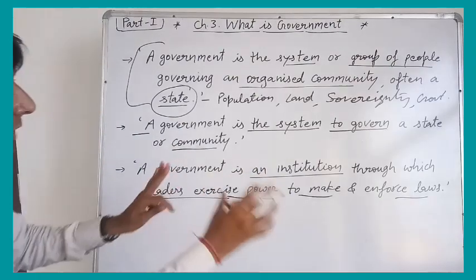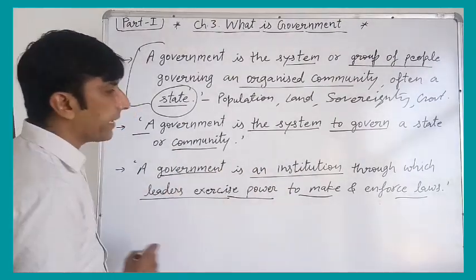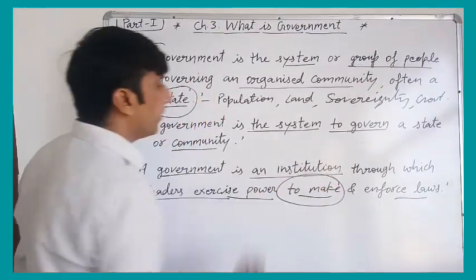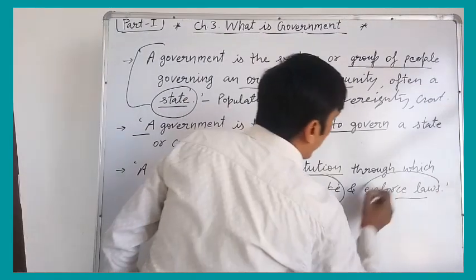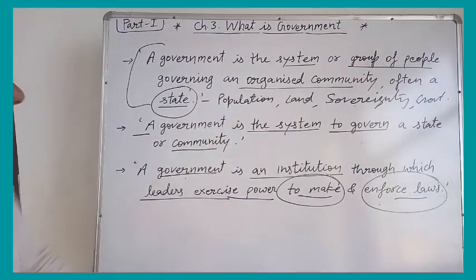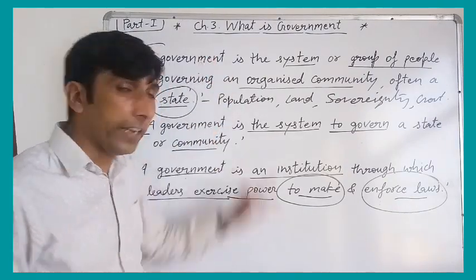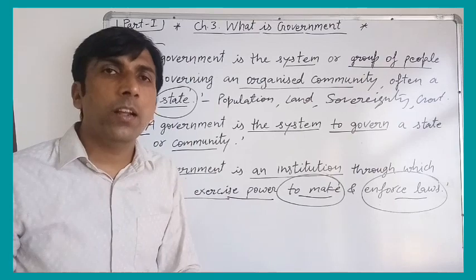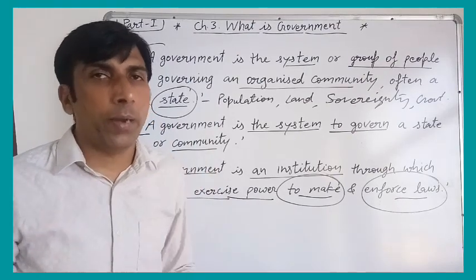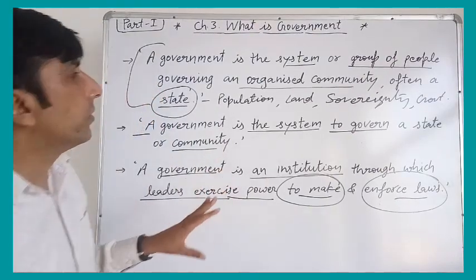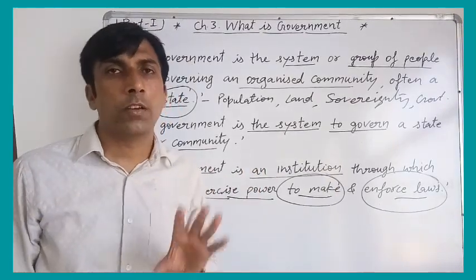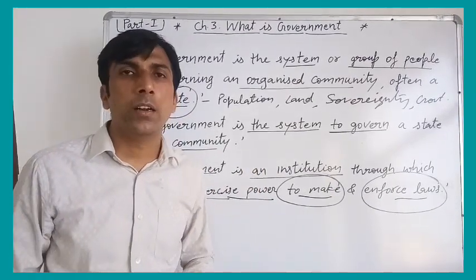So one more feature is here, that government can make the laws. Clear? Government can enforce laws. Understand? So this is the meaning and definition of government. With the help of these three definitions, we can understand what a government is. And now we'll understand about the functions of government, what government does.